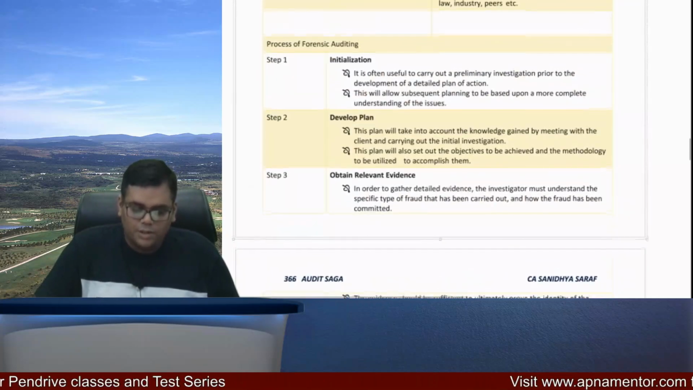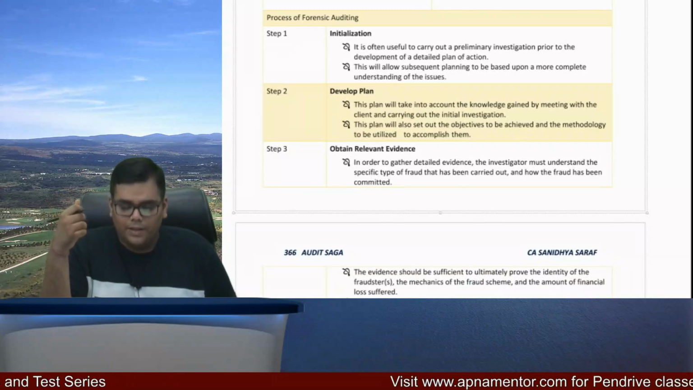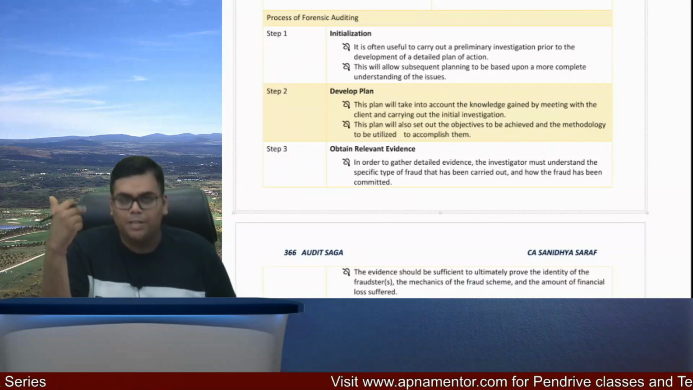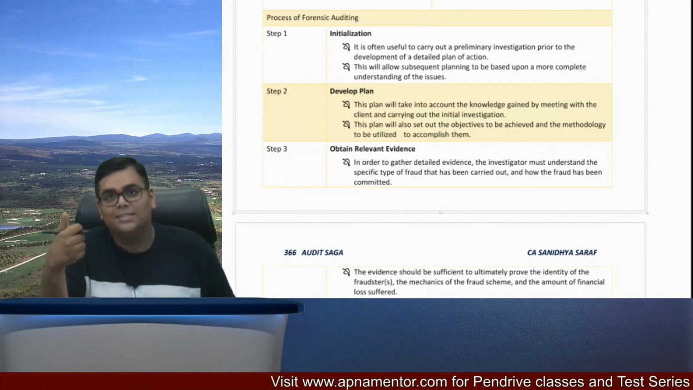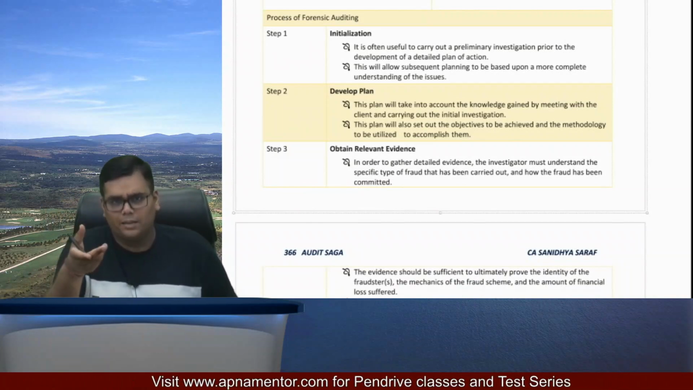Process of forensic audit. What is the process of forensic audit? It is somewhere similar to audit. In a normal audit, first of all, a preliminary investigation is carried out, then planning is done, the evidences are gathered, the procedures are performed, and the reporting takes place.